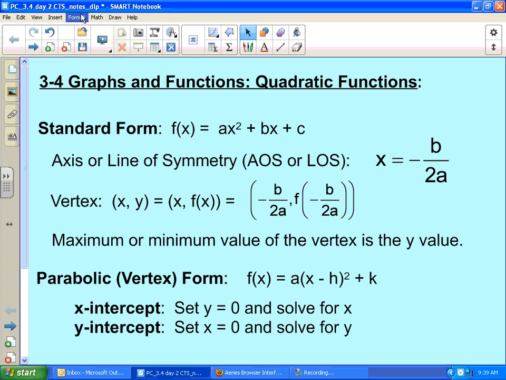So there are two forms we asked you guys about. Those two forms, and no one had any idea. Or maybe you knew them, you just didn't know what they're called. Standard form, ax squared plus bx plus c for a quadratic, and then this one called vertex form, also known as parabolic.